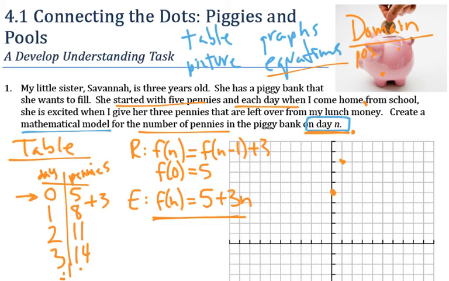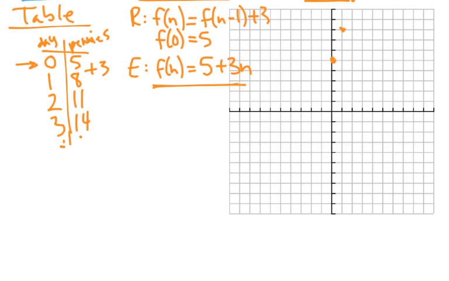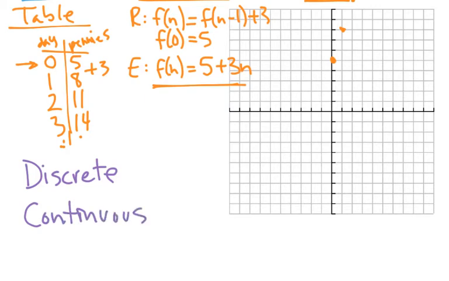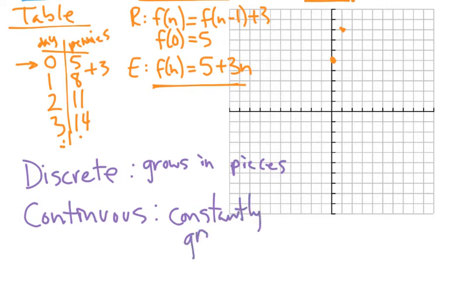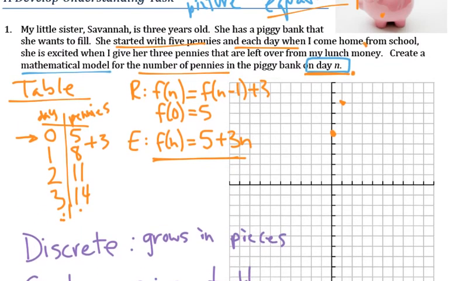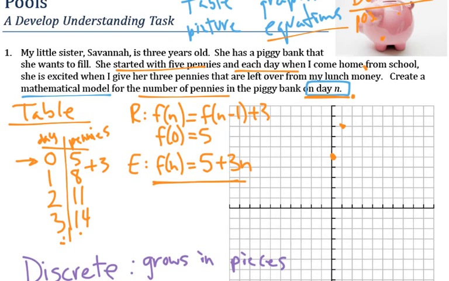The second thing is we need to distinguish between these two important parts of a function, discrete or continuous. If something is discrete, it grows in pieces. If something is continuous, it constantly is growing. So what do we mean by that? Well, the graph's the easiest one to see. Okay, should I connect the dots? Okay, if I connect them, it's continuous. If I don't, it's discrete.